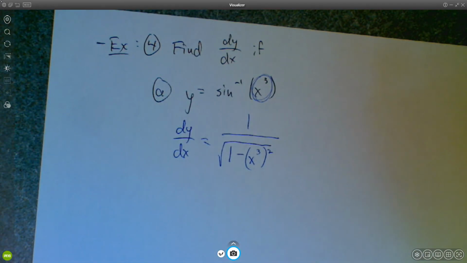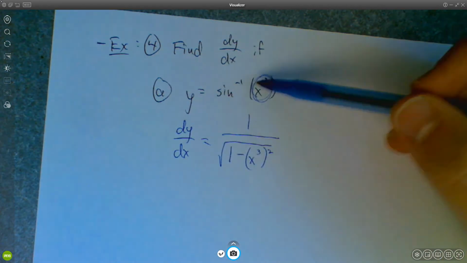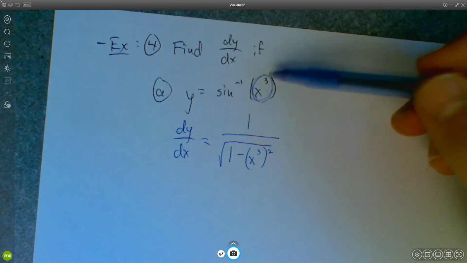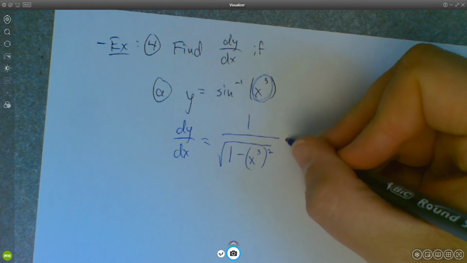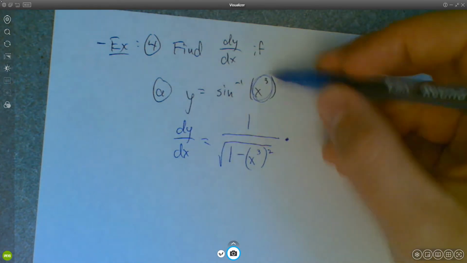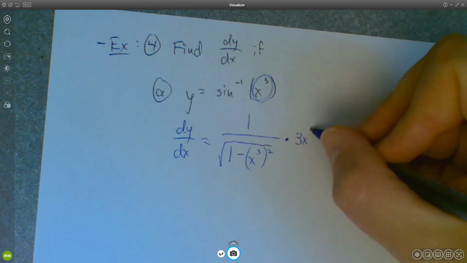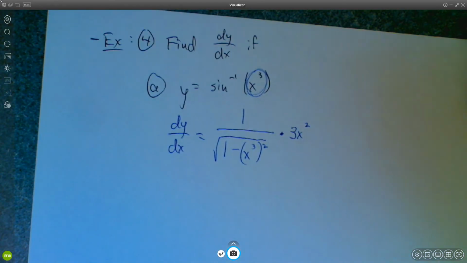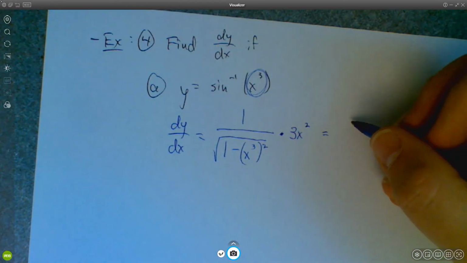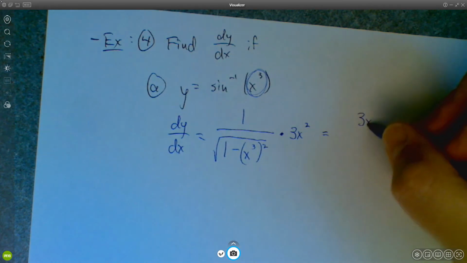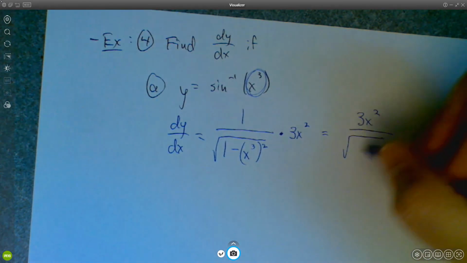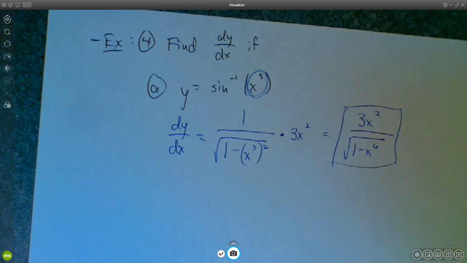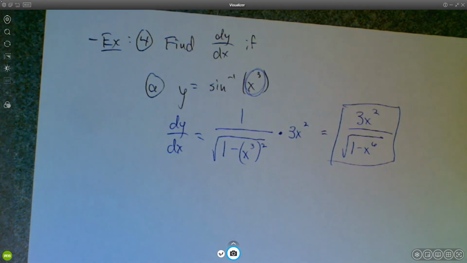But then remember chain rule. This is the derivative of the outer function, and then we need to multiply that by the derivative of the inner function. The derivative of x cubed is 3x squared. So cleaning that up a little bit, we get 3x squared over the square root of 1 minus x to the 6th. And that's pretty clean, so that's our final answer.